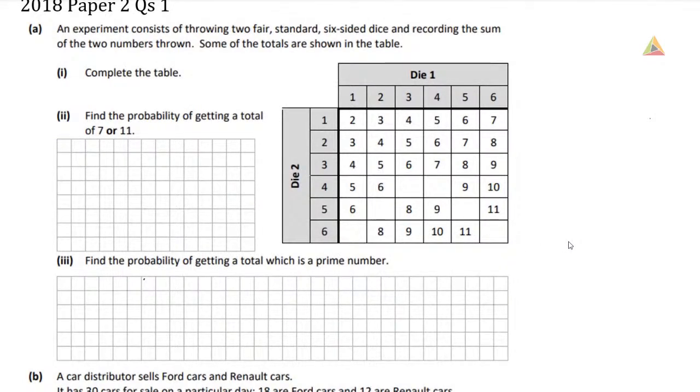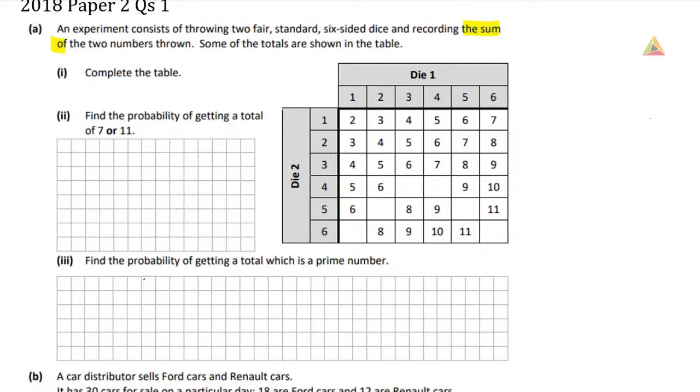So this question says, an experiment consists of throwing two fair standard 6-sided dice and recording the sum of the two numbers shown. Some of the totals are shown in the table. Okay, so it's a fair dice, so both of them are fair, and that means all the outcomes are equally likely to come up, and we're recording the sum of the two numbers. So the sum of the two numbers means we're adding together the outcomes from each of the die.